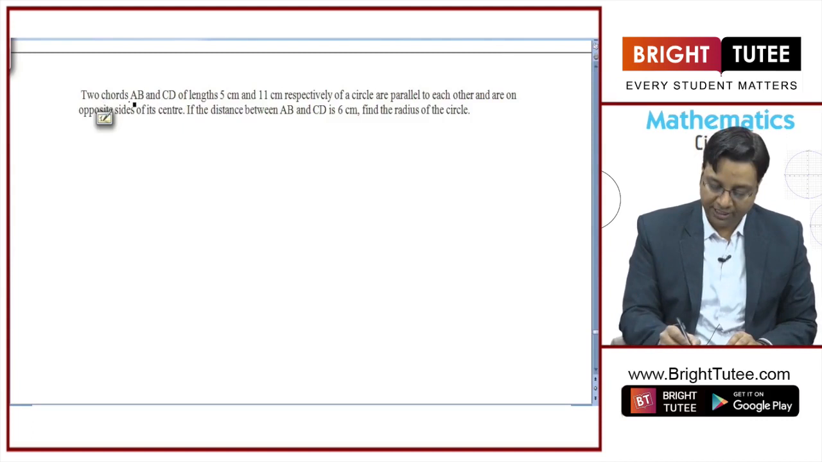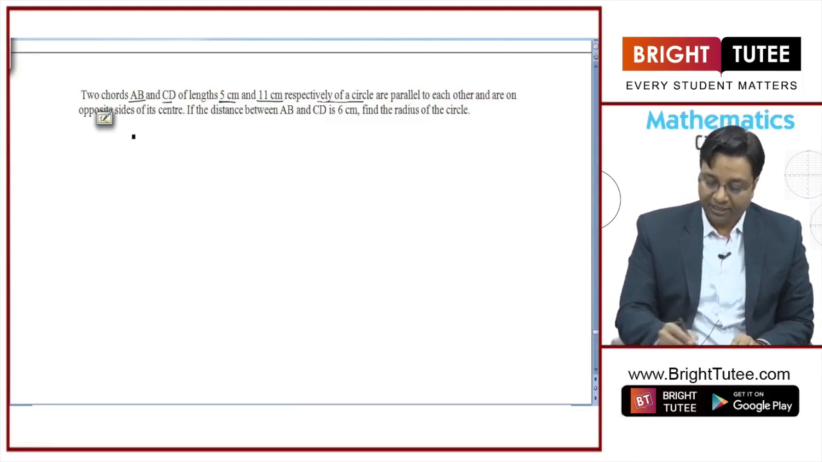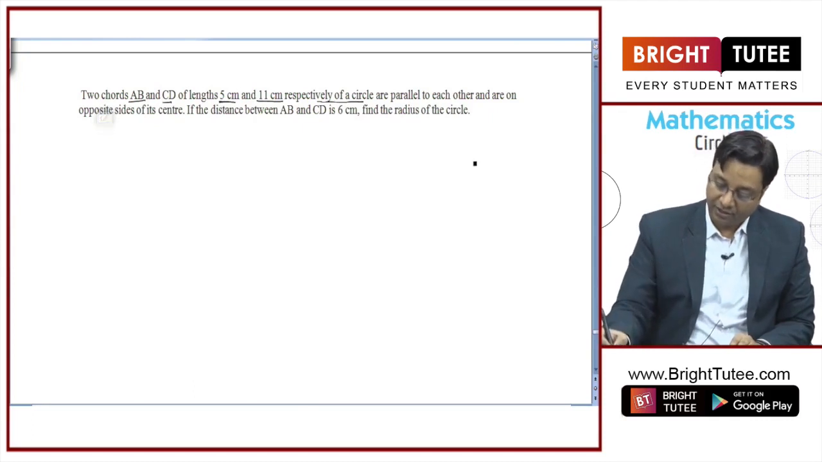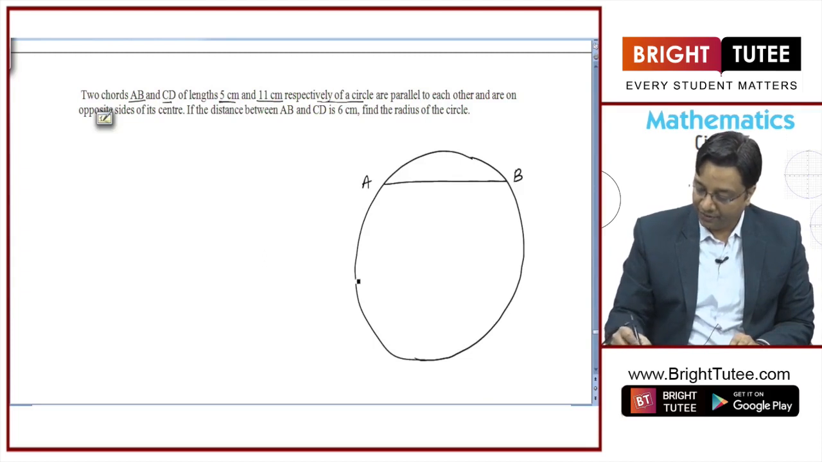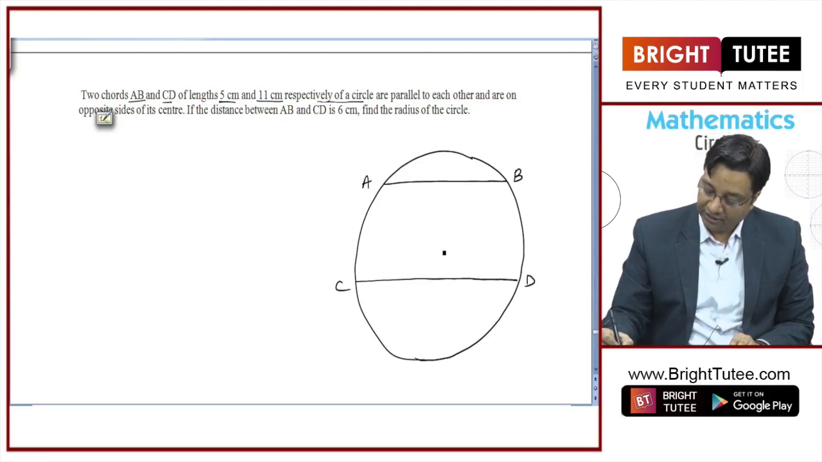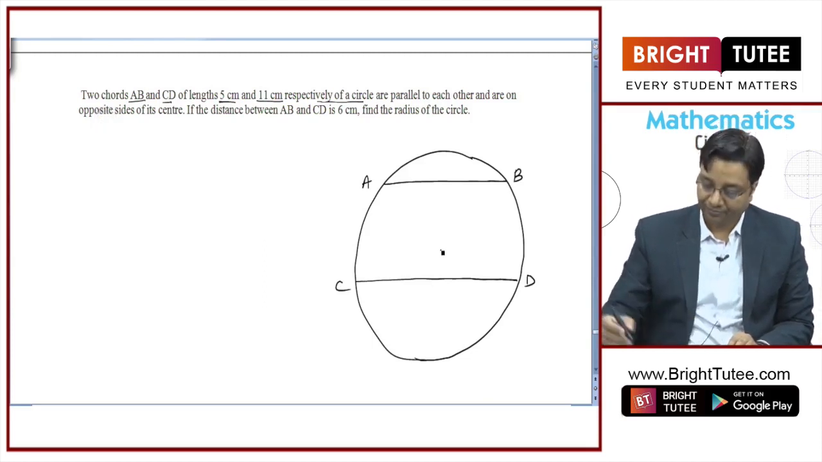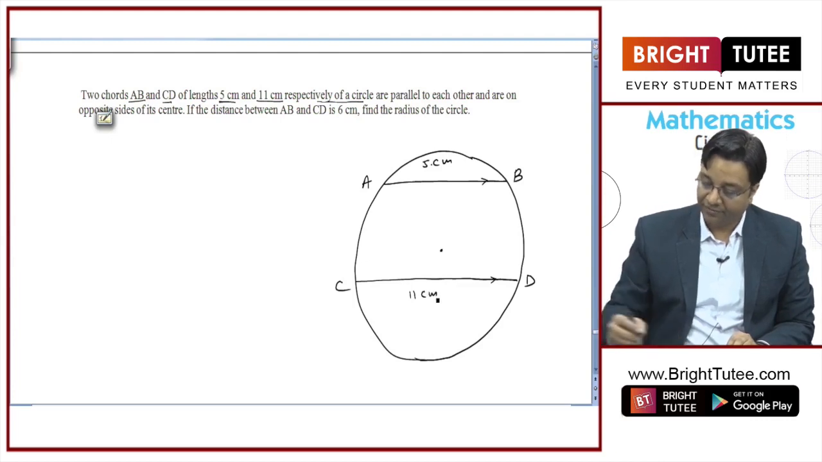In this question, two chords AB and CD of lengths 5 cm and 11 cm respectively of a circle are parallel to each other and are on opposite sides of its center. So if I draw this figure, it will be something like this. This is my 5 cm chord AB and let this be the 11 cm chord CD. And this is the center, right? And these chords are parallel to each other. This one is 5 cm and this one is 11 cm.